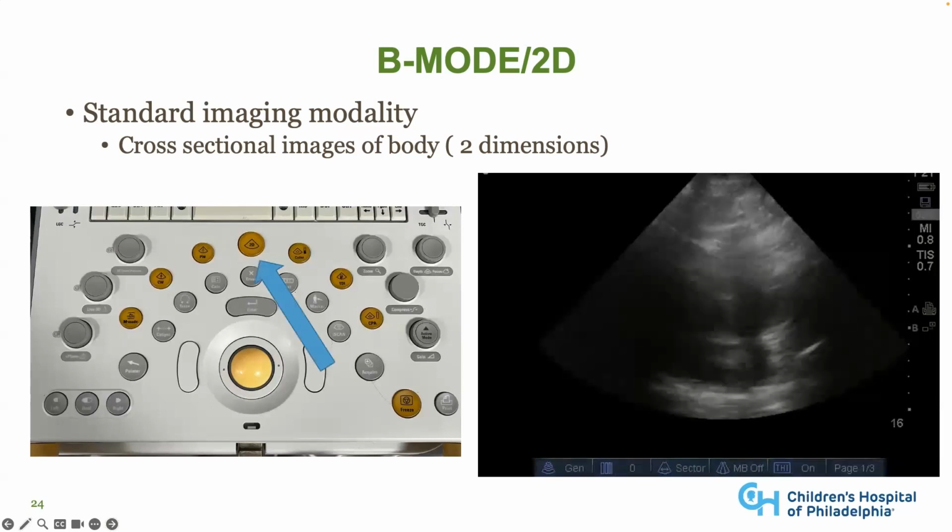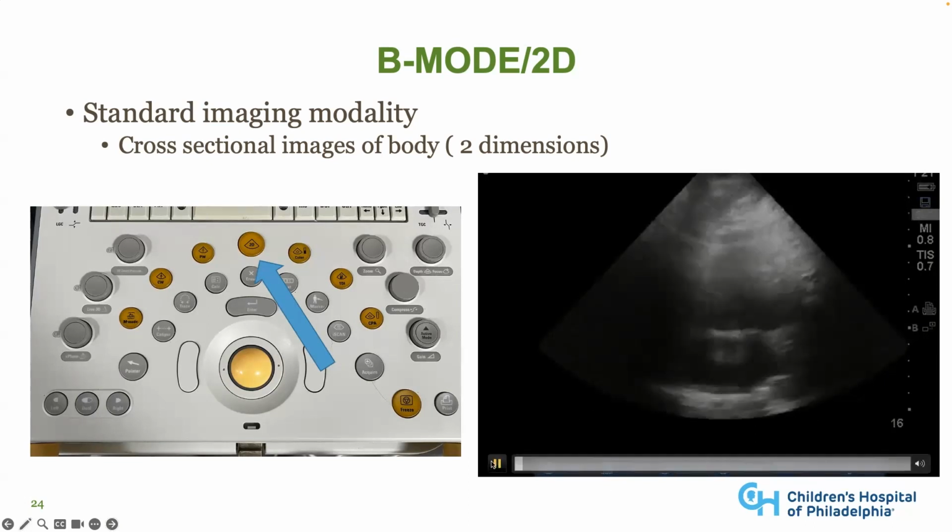And this is an example of a B mode image that you would see, right? Where you have different amplitudes of waves coming back. So you have different echo textures.